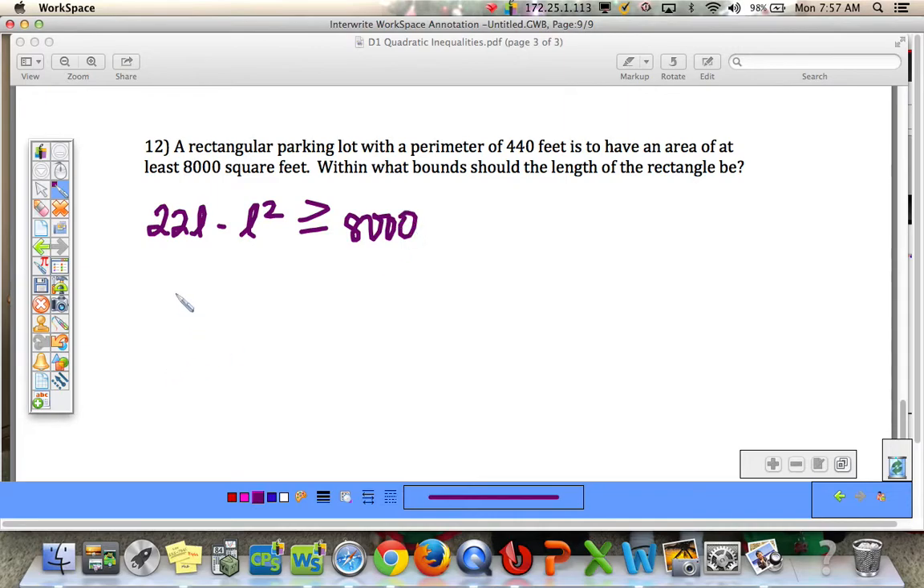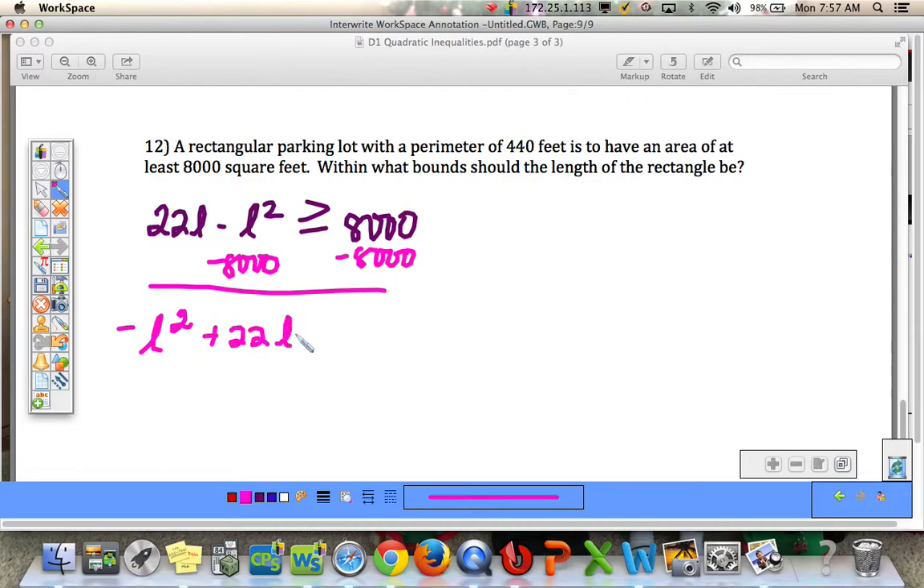Okay, let's solve this quadratic. Let's get everything on one side so we have 0 on one side. So I'm just going to subtract 8,000 from each side. Let's put it in standard form as well. So you have negative L squared plus 220L minus 8,000 is greater than or equal to 0. Now it's a quadratic, and we're going to find what values it's between, so we're going to use that number line idea, but first we have to solve for L. So let's use the quadratic formula. I don't want to try to factor this. So A equals -1, B equals 220, C equals -8,000.